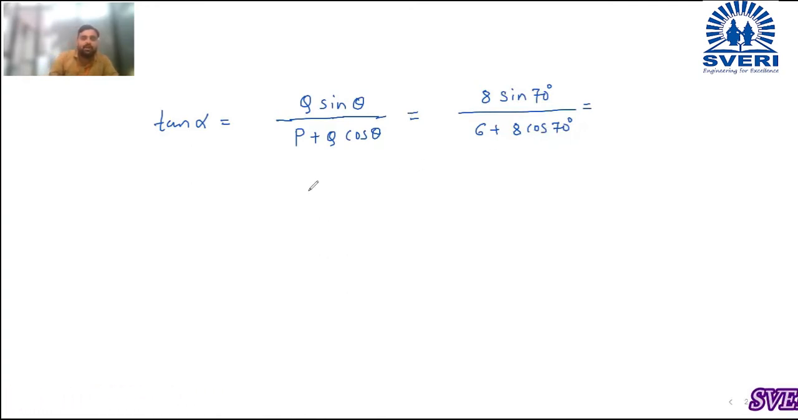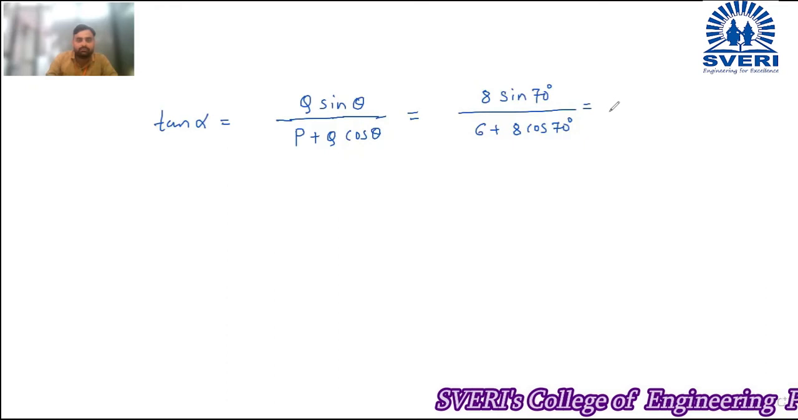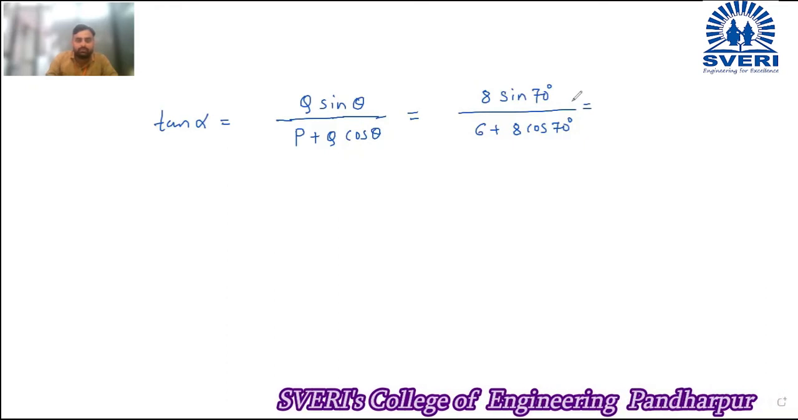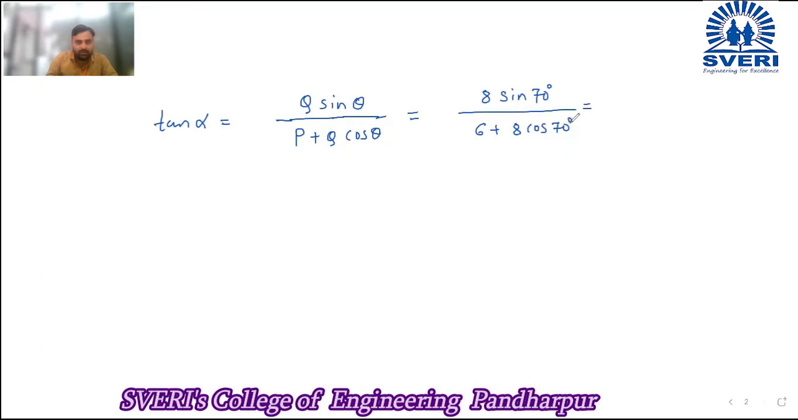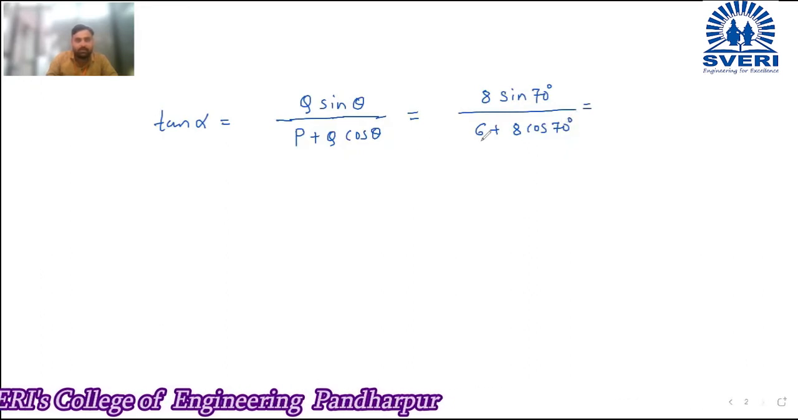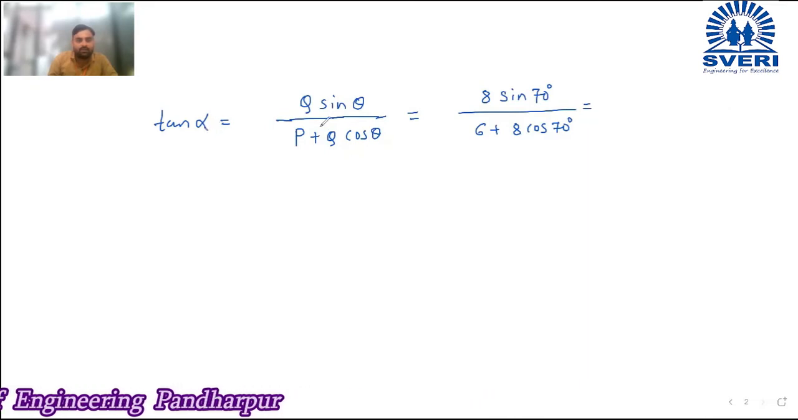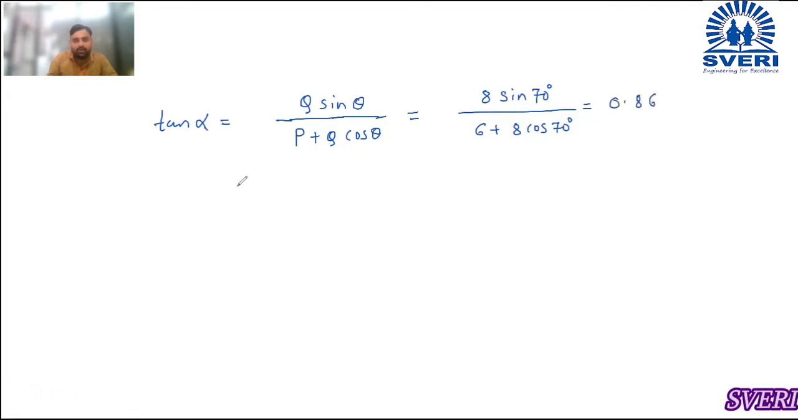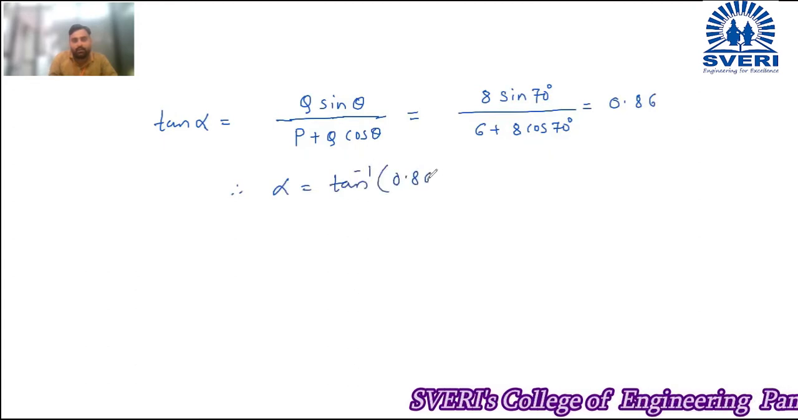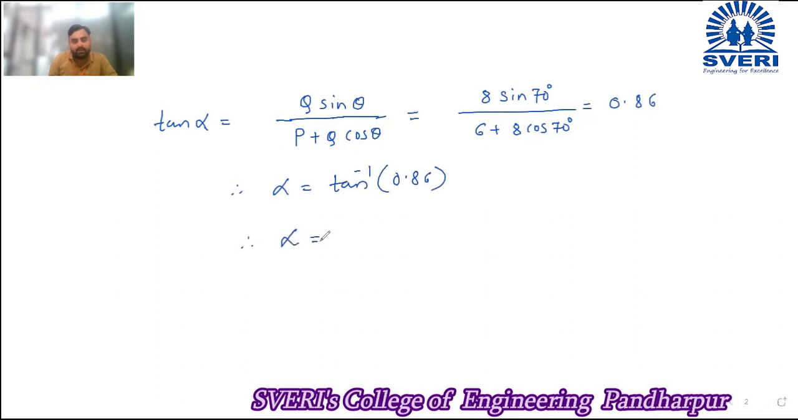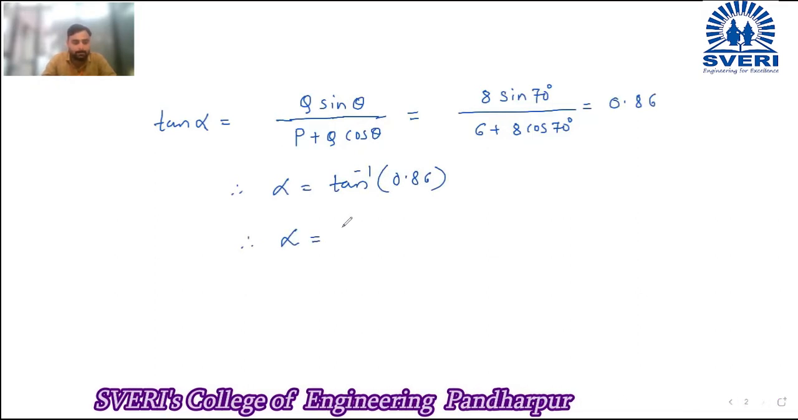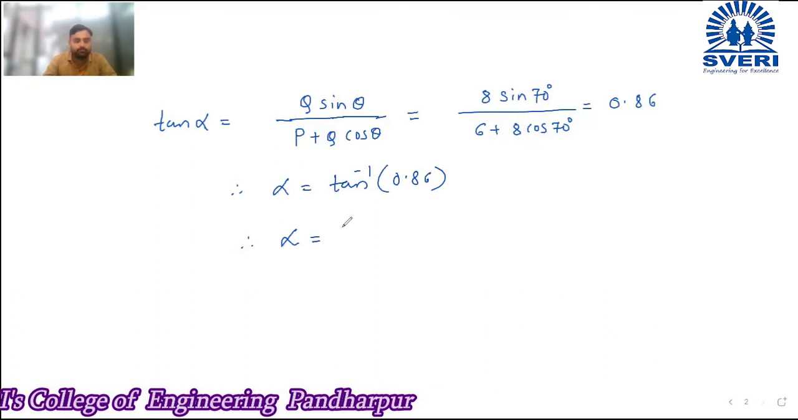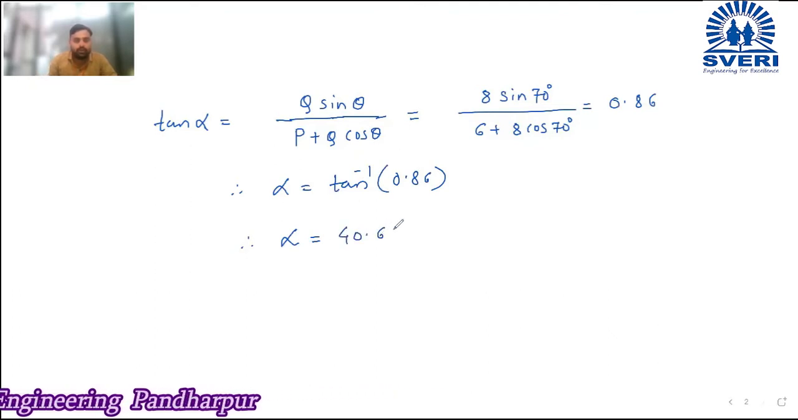So now, what is the answer of tan alpha? If you solve this, what is the answer of tan alpha? Tan of alpha, what is this calculation? 0.86. Okay. So therefore, alpha is equal to tan inverse of 0.86. So therefore, alpha is equal to, now let me know the answer. What is the answer? 40.69. 40.69 degree.